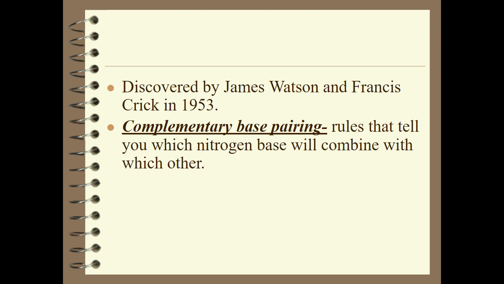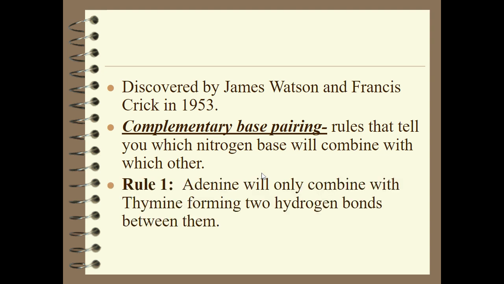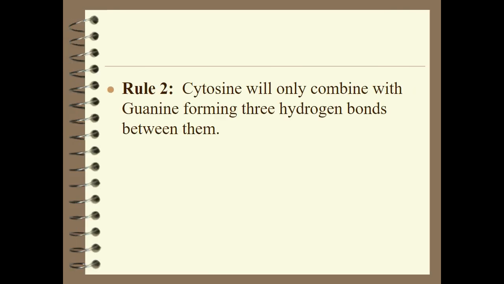The rules are complementary base pairings. That means the rules tell you which nitrogen base will always go with the other. Rule number 1, A always goes with T. So adenine with thymine, they will form 2 hydrogen bonds. Rule number 2, cytosine will only combine with guanine. So they have 3 hydrogen bonds.